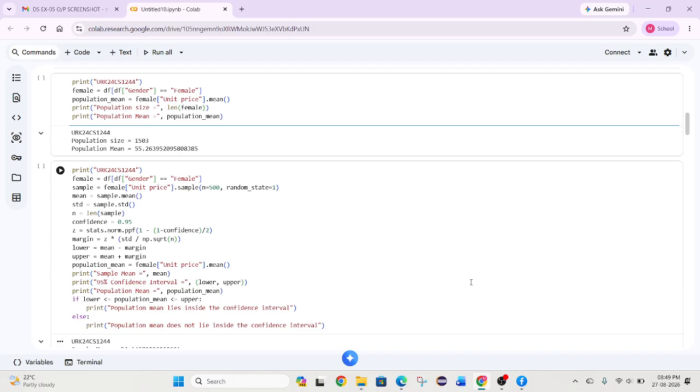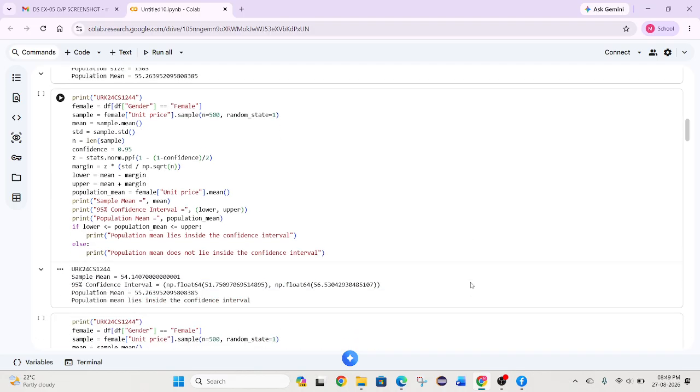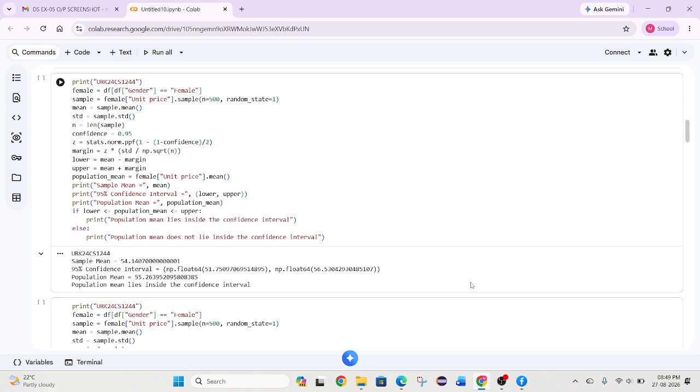Next, fourth question. This question introduces an important concept called confidence interval. We take a sample of 500 unit price values and calculate the 95% confidence interval.